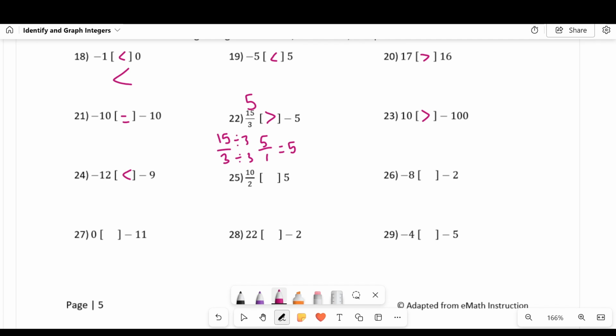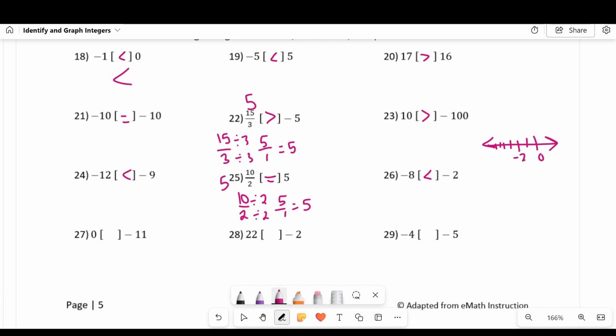Number 25, 10 halves versus 5. Well, 10 halves we can divide by 2, and we get 5 over 1, which is 5. So we're really comparing 5 and 5. What would that be? Equal. Okay, we have two negatives again. Think of that number line. If I have 0 here, -1, -2, I have to keep going to get to -8. So -2 is bigger because it's further right on the number line. So -8 is less than -2.